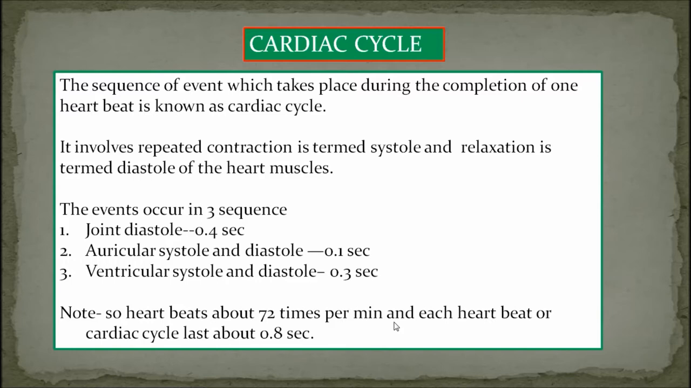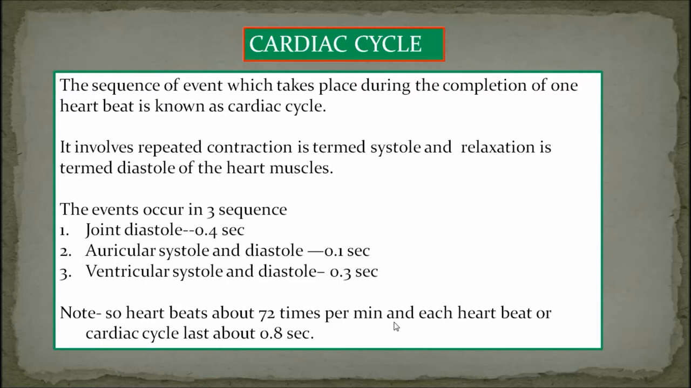Normally, one heartbeat occurs about 72 times per minute. If we calculate a healthy person's heartbeat, it is 72 times per minute. It can vary at different times, because for a sportsperson the heartbeat increases. In a child or newborn baby, the heartbeat may also differ at different times. It is not fixed, but for a normal healthy person the heartbeat is 72 times per minute, and these 72 beats occur in sequence.